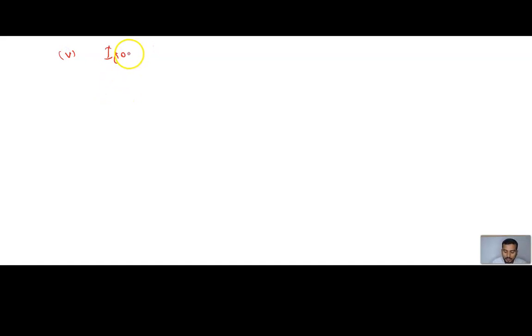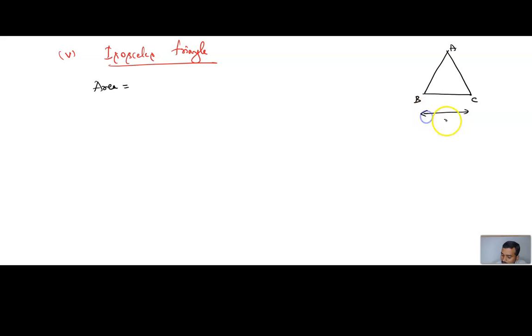Children, in this isosceles triangle, if you want to find the area of an isosceles triangle, then we have a formula. So what do you mean by isosceles triangle? Suppose this is our triangle ABC, okay? Remember, an isosceles triangle is a triangle in which any two sides will be equal. So here, let me consider this side BC as a, and both of these sides as b. Here BC is a, AB is b, and AC is also b.